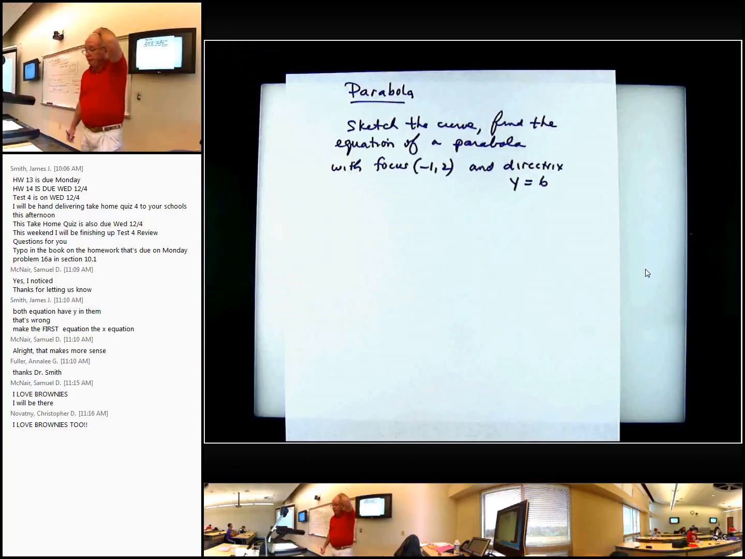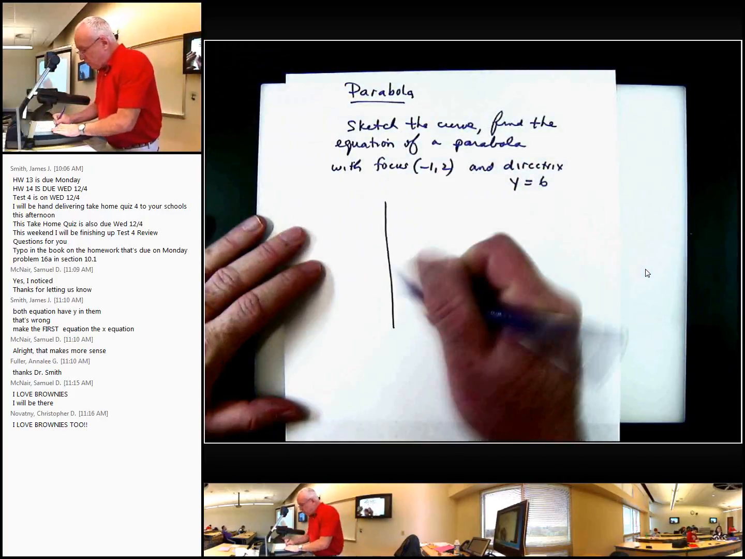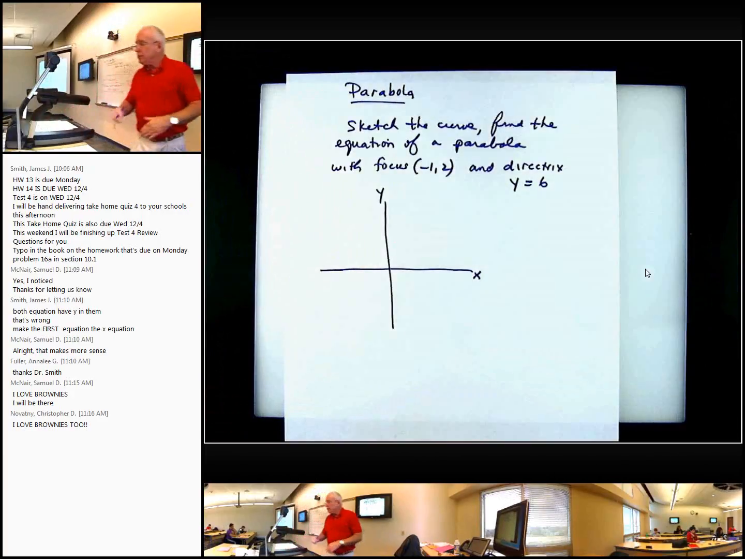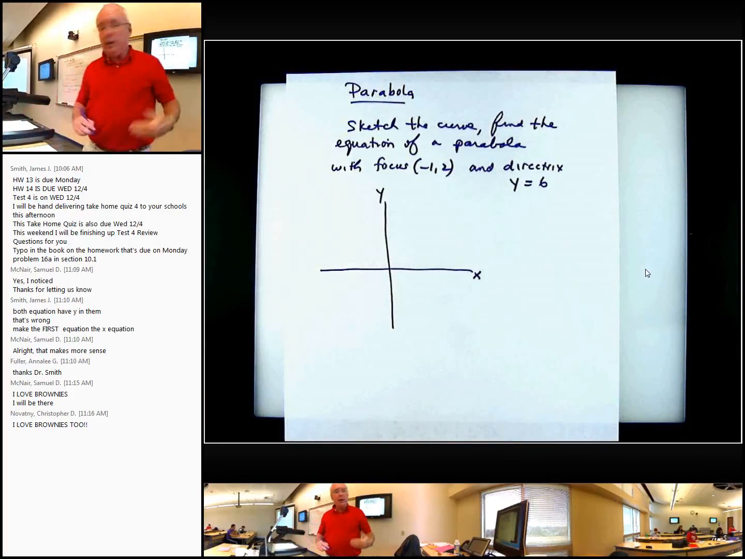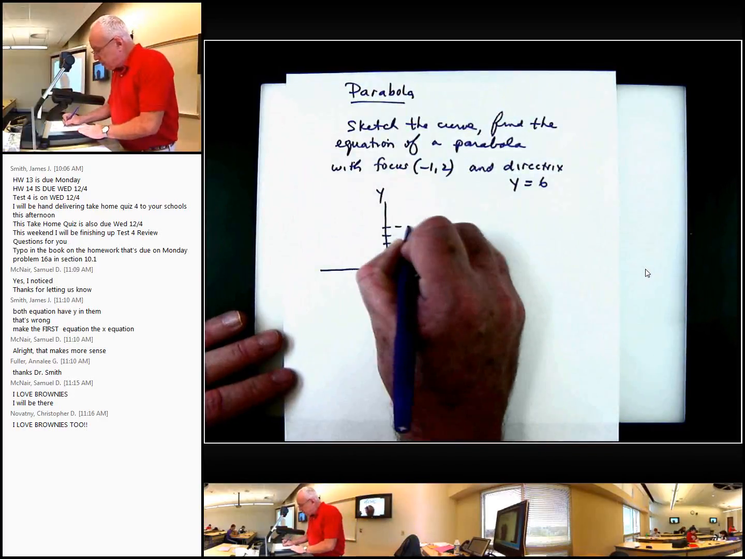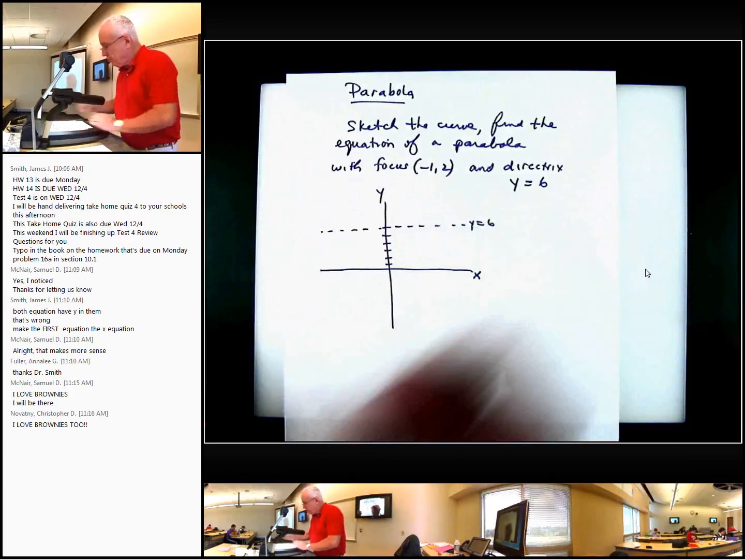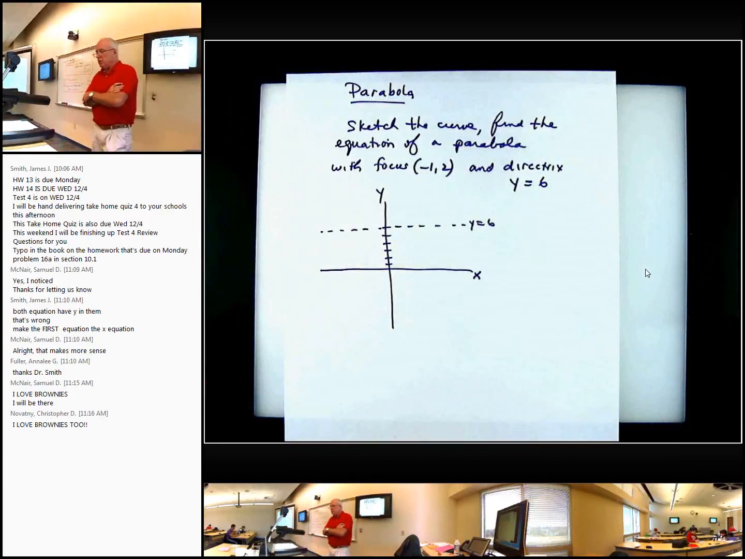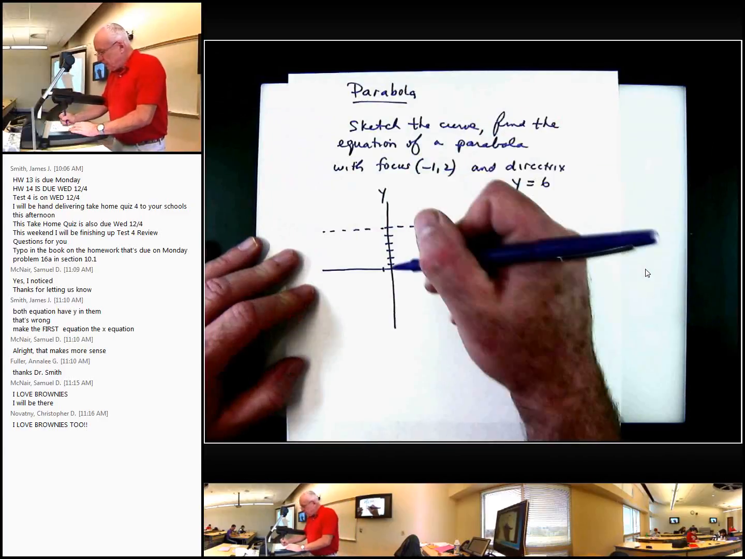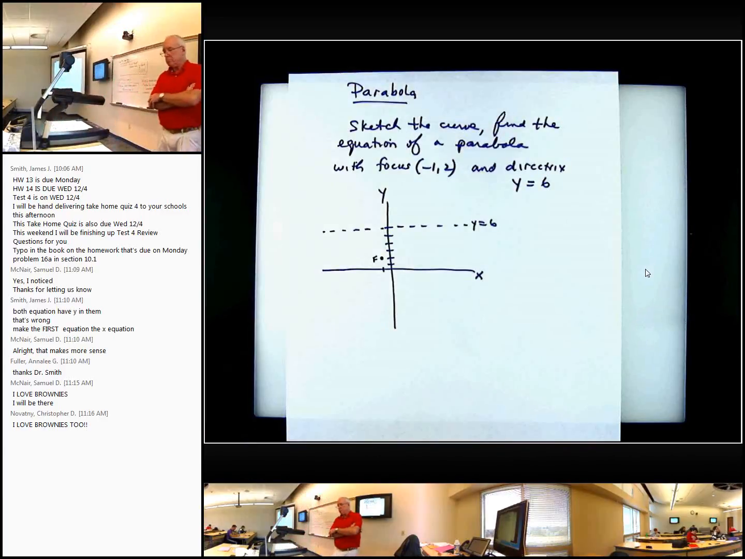All right, so let's start with graphing what we can. The directrix here is a horizontal line, y equals 6, so 1, 2, 3, 4, 5, 6. So it's going to be like this. All right. And let's see what our focus is. Our focus is x is -1 and then up 2. So that's our focus right there.